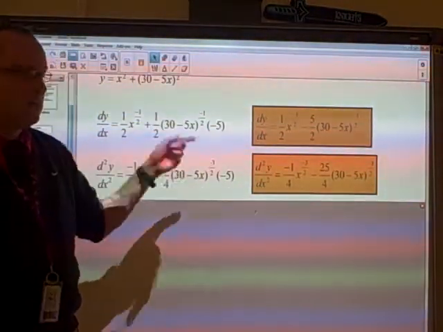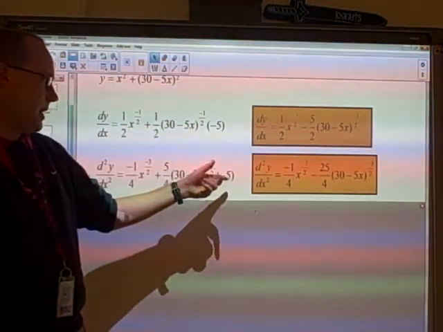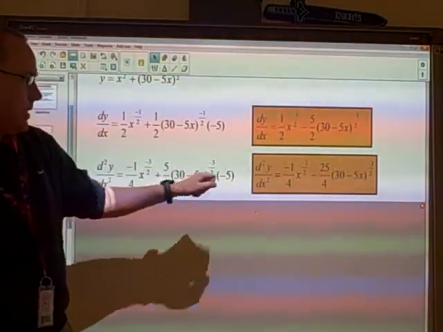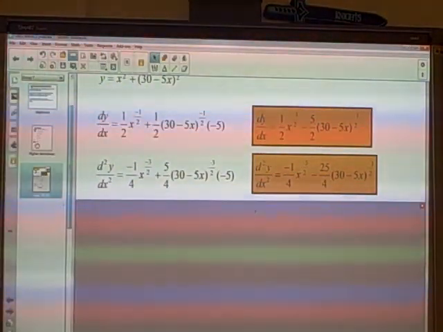Decrease the power by 1, but once again remember to times by the derivative of what's inside the parentheses here, which is negative 5. 5 over 4 times negative 5 is going to give me negative 25 over 4. Once again, decrease the power by 1.